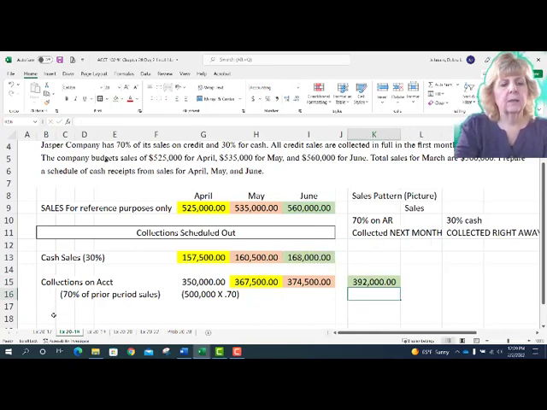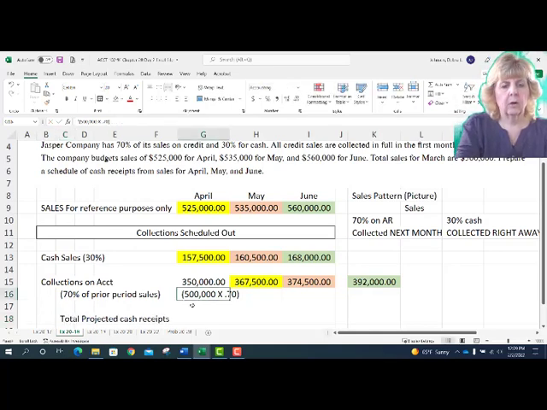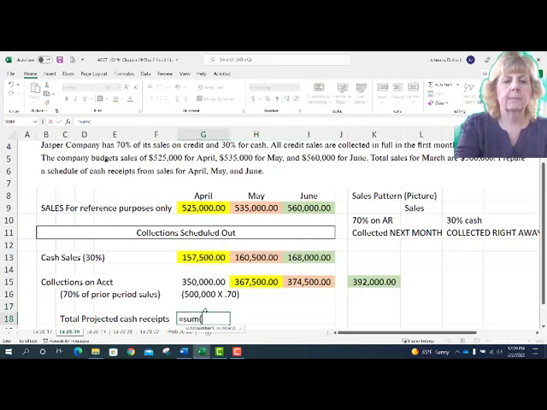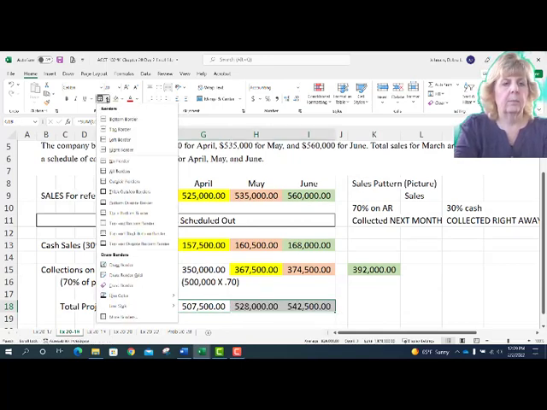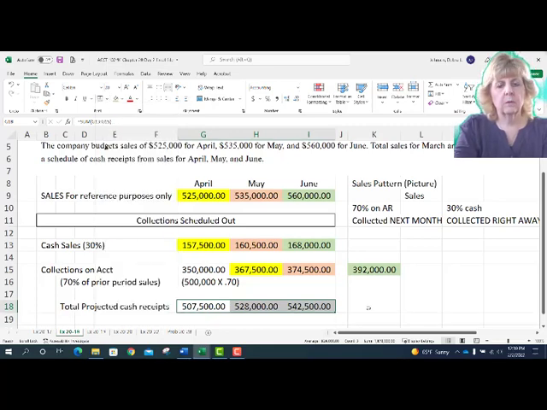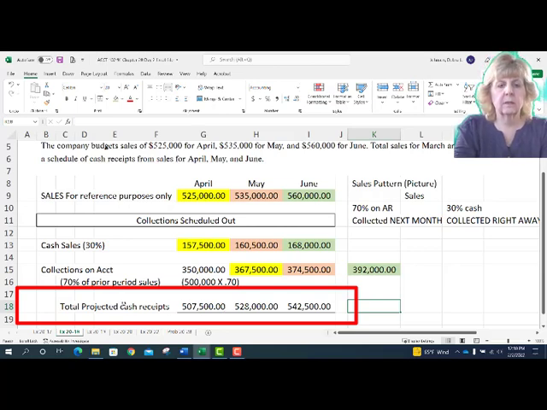Now they only wanted the schedule of cash receipts, so I will put in total projected cash receipts, and all I want to do here is add up from the top to the bottom. I'll let Excel do its magic. I'll copy that formula across. Got a little bit of cleanup work to do with total lines, but I think that more importantly, you can see the logic behind scheduling out the cash receipts.